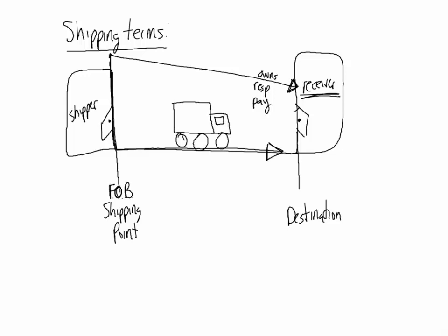Now, what if it's free on board until the destination? Well, the receiver is sure going to be happy about that because it means it's free on board to them until it arrives at their door right here. So if it's FOB destination, then the shipper owns it, is responsible for it, and pays all the shipping costs. So shipping terms are trade terms that determine in shipping laws where ownership changes.